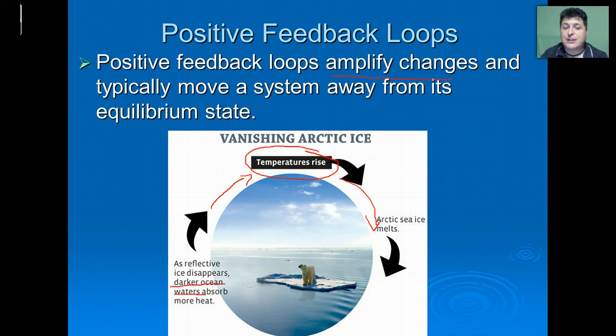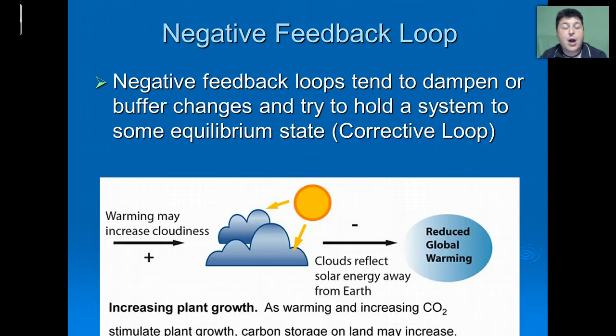So then, with that increase in temperature, we have more ice melting, which means we're going to have more heat absorbed, which means the temperature is going to continue to rise. So as this positive feedback loop continues, we're going to be amplifying that initial change. On the opposite side of that, we have our negative feedback loop. Negative feedback loops are corrective loops. They tend to dampen or buffer changes and try to hold a system to some equilibrium state.